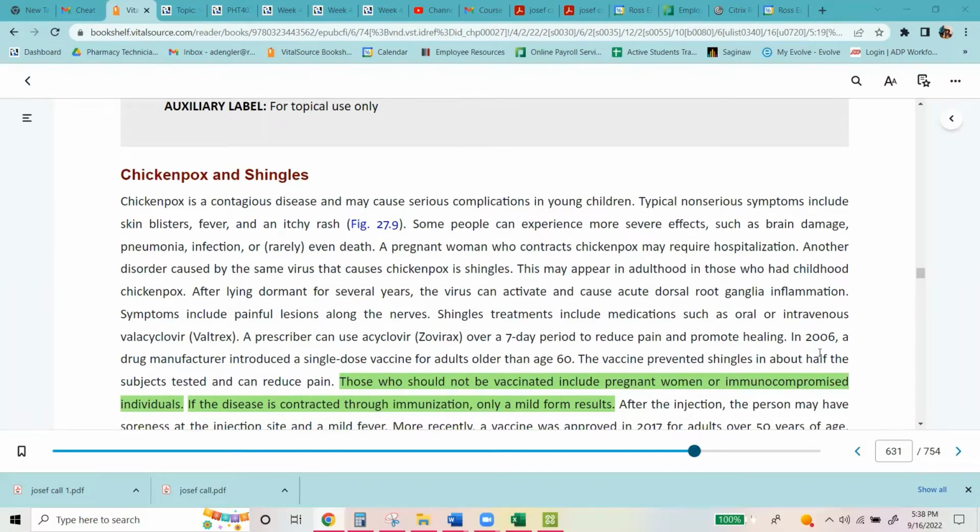In 2006, a drug manufacturer introduced a single-dose vaccine for adults older than age 60. This vaccine prevented shingles in about half the subjects tested and can reduce pain. Those who should not be vaccinated include pregnant women or immunocompromised individuals. If the disease is contracted through immunization, only a mild form results.